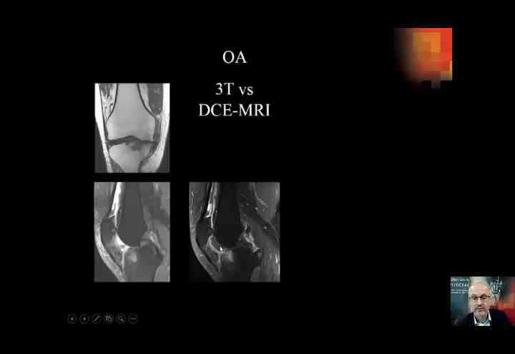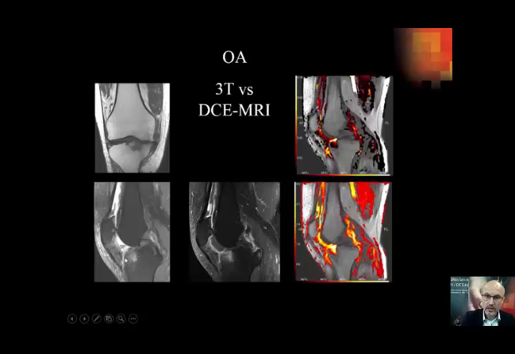Because on the fat-saturated T1 after contrast, the fluid will be hyperintense, whereas the bone marrow lesions look the same as on the fluid-sensitive sequences. But mapping it with DCE-MRI will show you that there's a big difference in the behavior of contrast in the different regions of the joint.